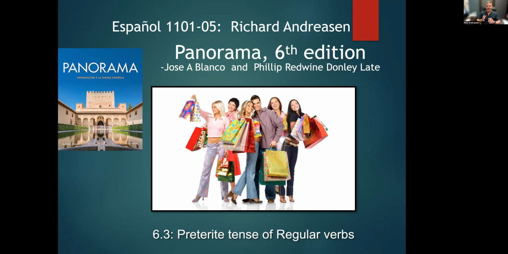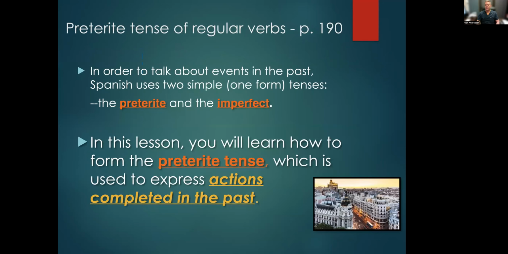And I'm so excited because we're going to talk about the preterite, which is one of the past tenses in Spanish. When I first agreed to teach this class, I didn't understand the scope, and so I was pleasantly surprised when I looked ahead a couple weeks ago and saw that we would be covering the preterite tense. Preterite tense is one of the past tenses in Spanish. We have two in Spanish, we're only going to look at one.